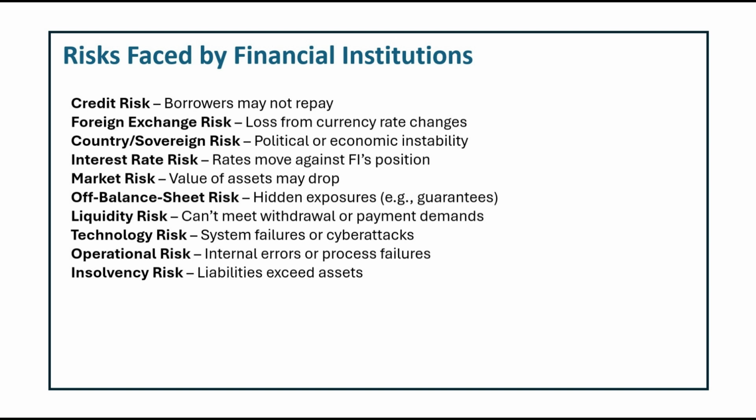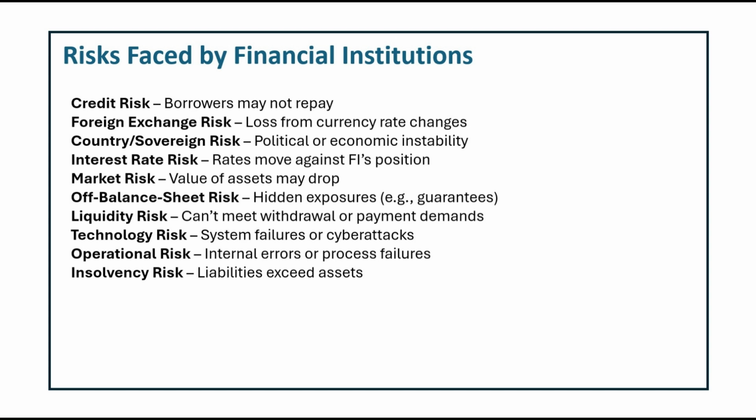Financial institutions face many types of risks that can affect their stability and performance. Credit risk is the chance that borrowers might not repay their loans. Foreign exchange risk arises from changes in currency values, especially for banks dealing globally. Country or sovereign risk comes from political or economic instability in a country that could affect repayments.